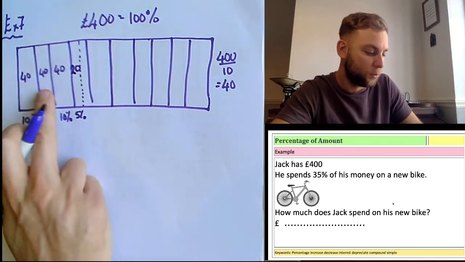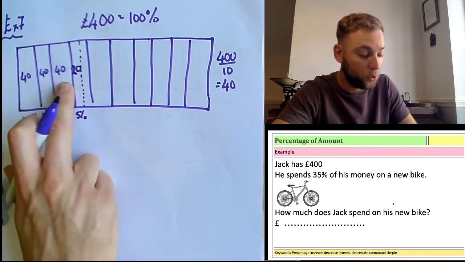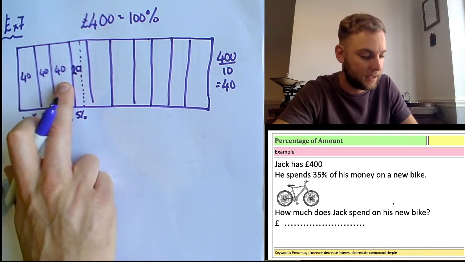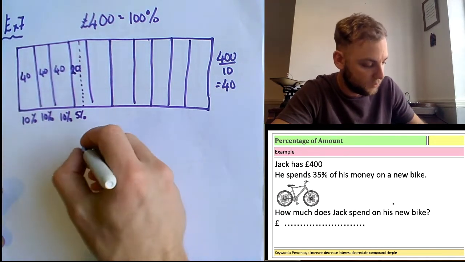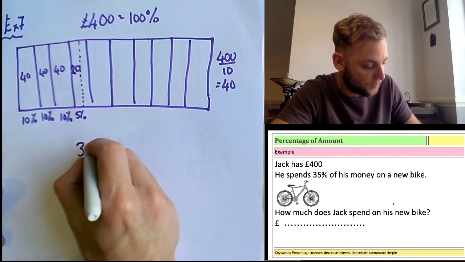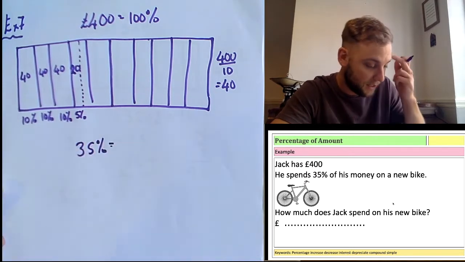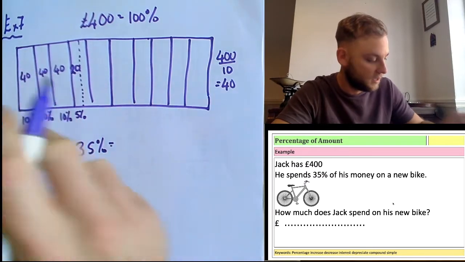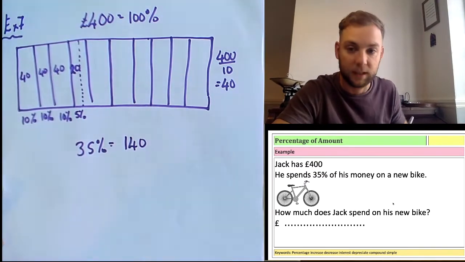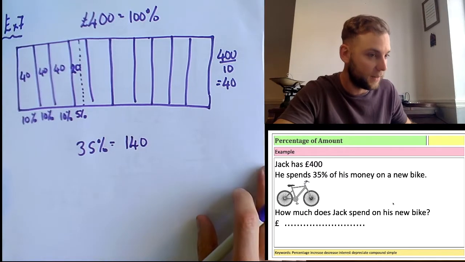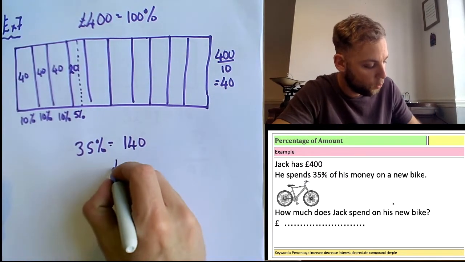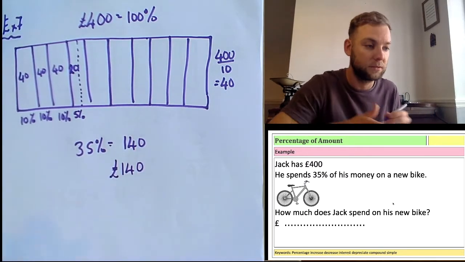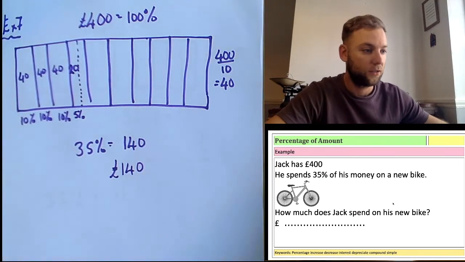So it's going to be 40 plus 40, which is equal to 80. Plus another 40, which is 120, plus another 20, which is equal to the 35%. So 40 plus 40, 80, 120, 140. So remember, we're thinking about in context how much he spent on his bike, £140. Super.